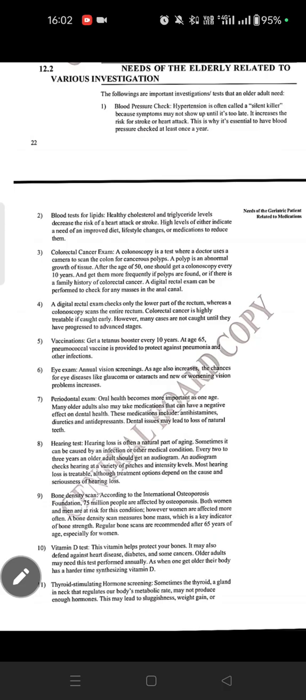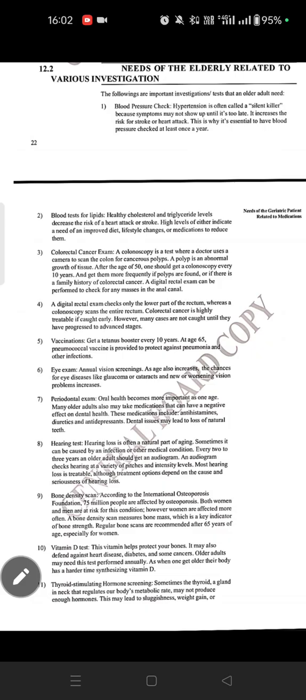Then bone density scan. According to the International Osteoporosis Foundation, 70 million people are affected by osteoporosis, both women and men. Mainly we can give calcium supplements or other treatment. We can provide a yearly checkup.